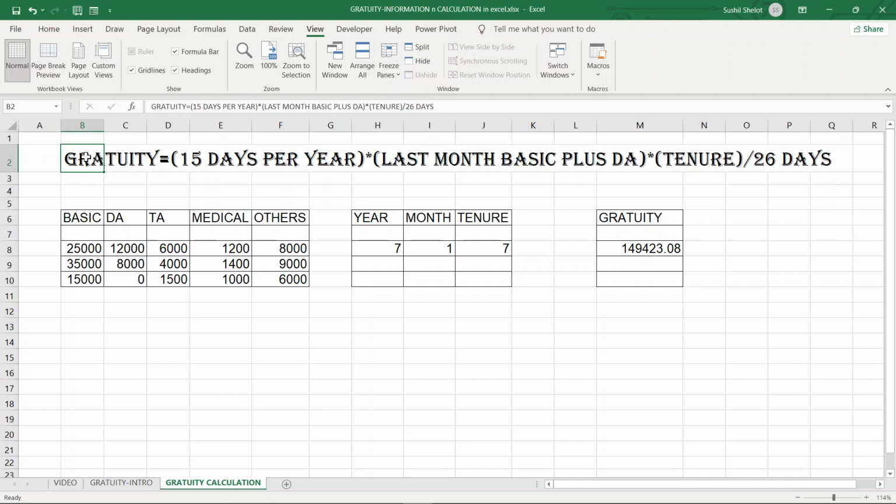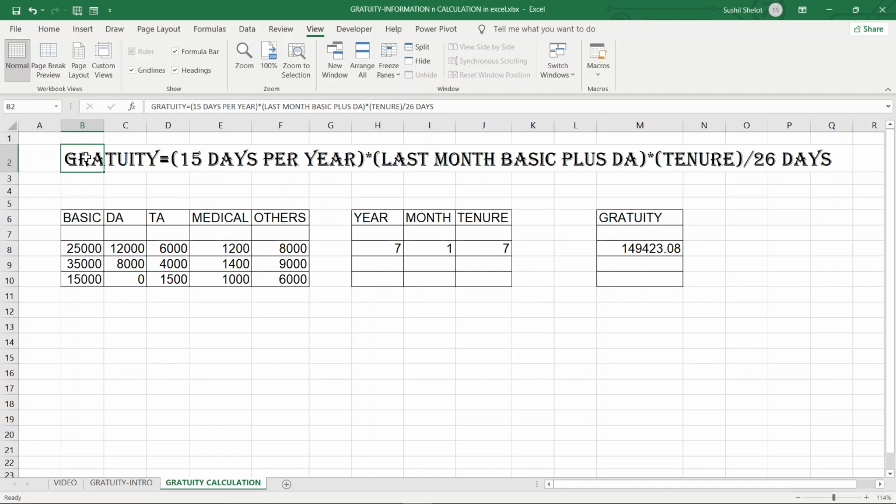And well, there are 26 days a month, that means 4 holidays considered, so 30 minus 4, that is 26 days per month, are to be considered. So the formula here is: gratuity is equal to 15 days per year multiplied by last month basic plus DA, multiplied by the tenure in number of years, divided by 26 days.